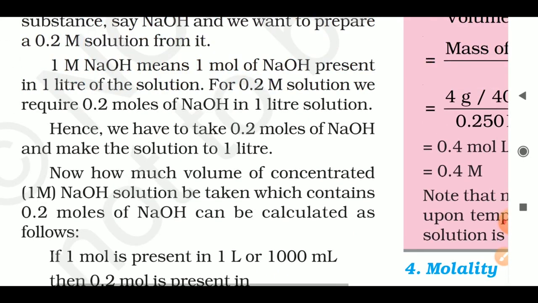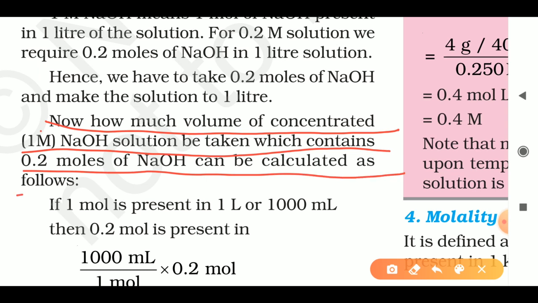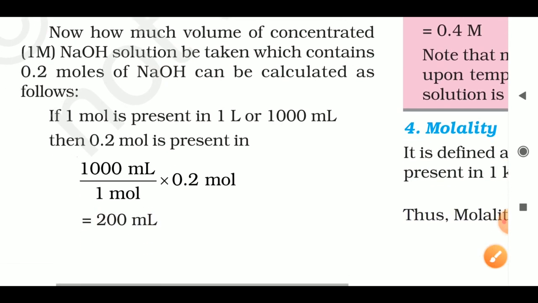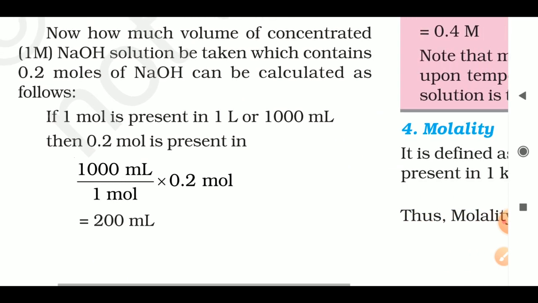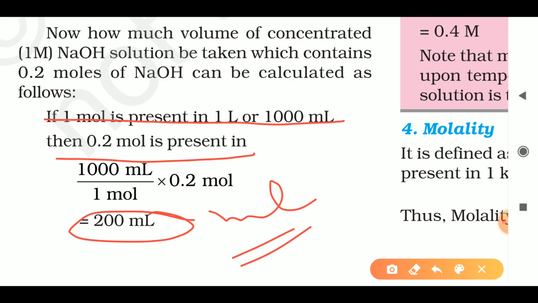Now you take a numerical. How much volume of 1 M NaOH solution should be taken which contains 0.2 mole of NaOH? Moles are given, 0.2 mole. If 1 mole is present in 1 liter of solution, then 0.2 mole is present in 1000 upon 1 mole into 0.2, that means 200 ml. That is its solution.